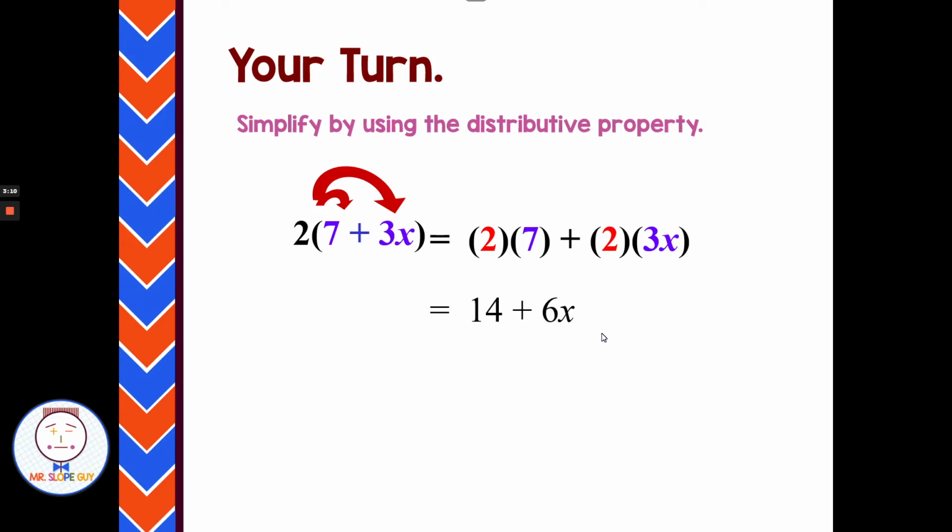Now, can we add 14 and 6x together? No, they're not like terms. So we can't go any further than that. We stop at 14 plus 6x. You have to have like terms to add or subtract. You don't need like terms to multiply or divide, but you do need like terms to add or subtract.